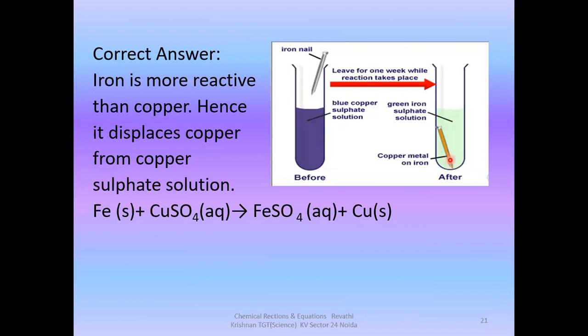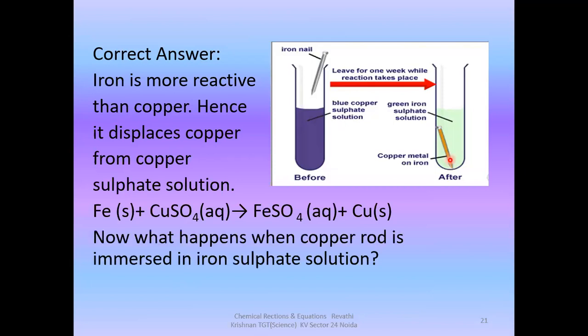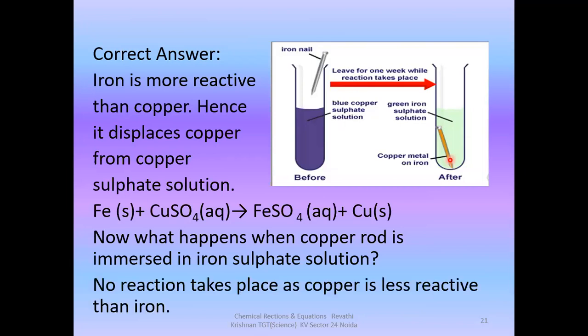Now, what happens when a copper rod is immersed in iron sulfate solution? Of course, no reaction takes place, as copper is less reactive than iron. Children, you will see that in the reactivity series, copper is below iron. So, being less reactive than iron, it cannot displace iron from its solution.